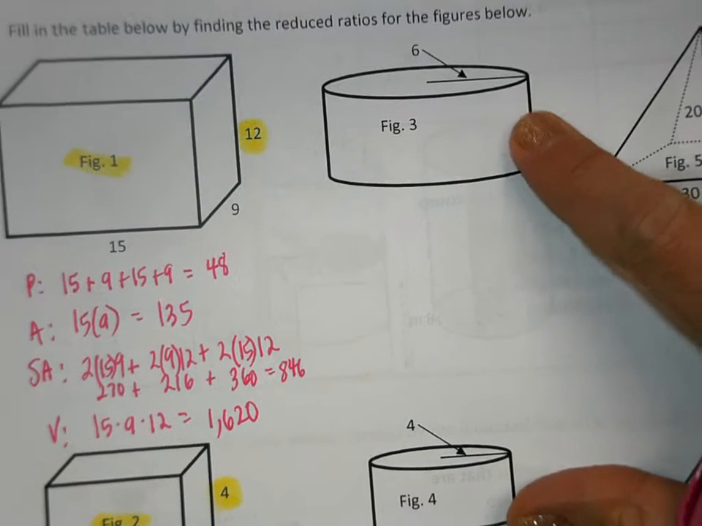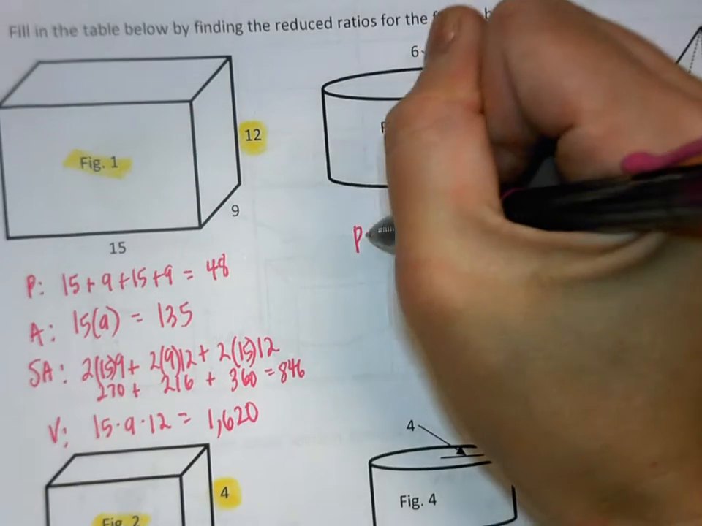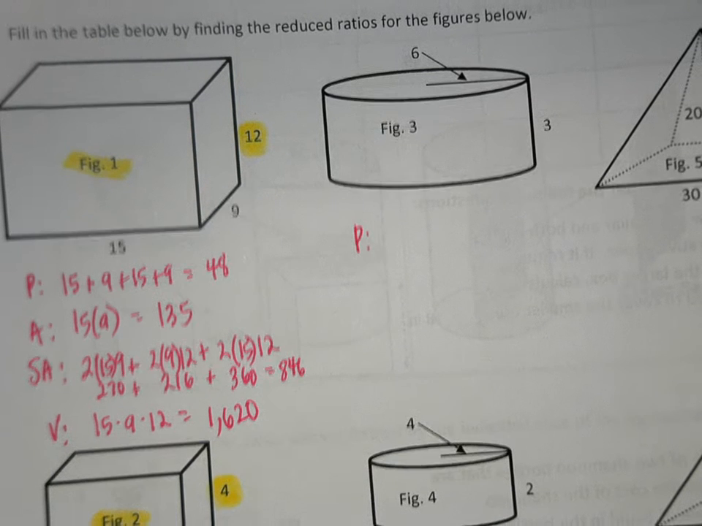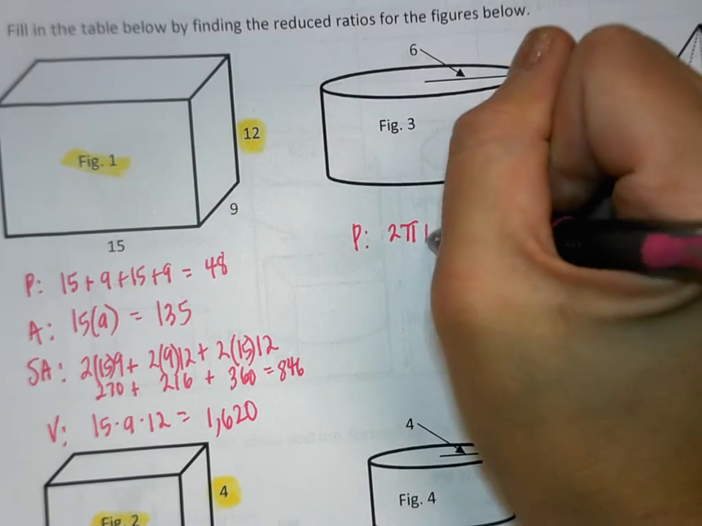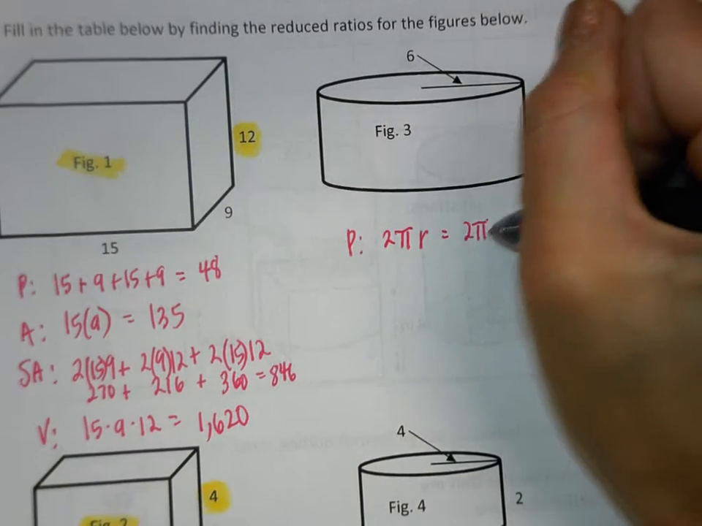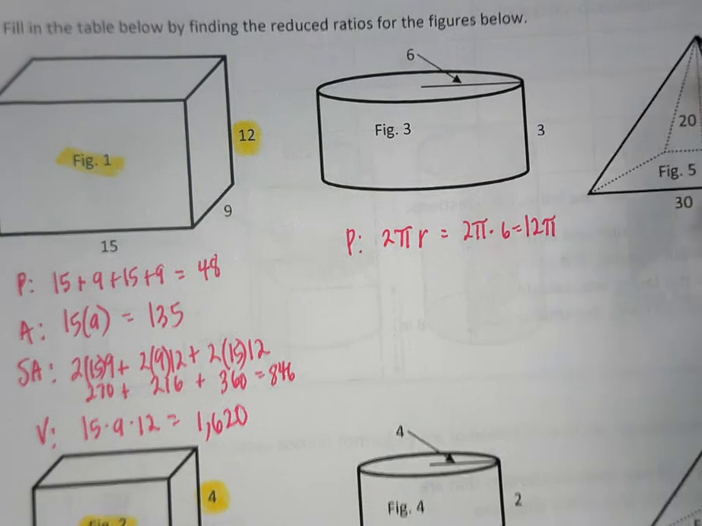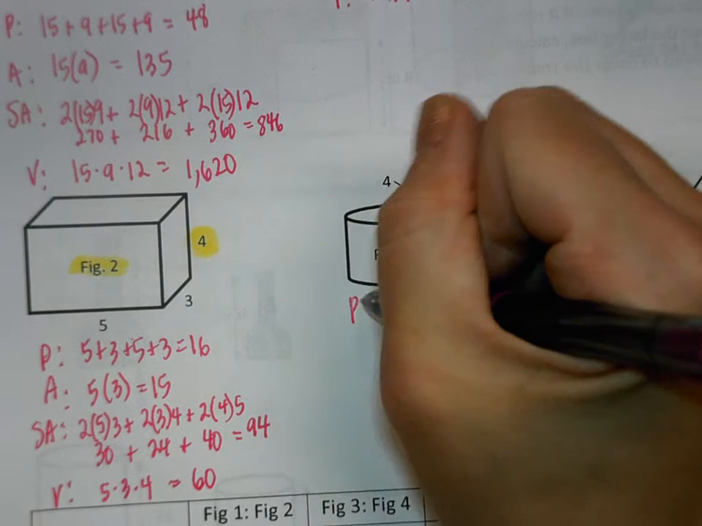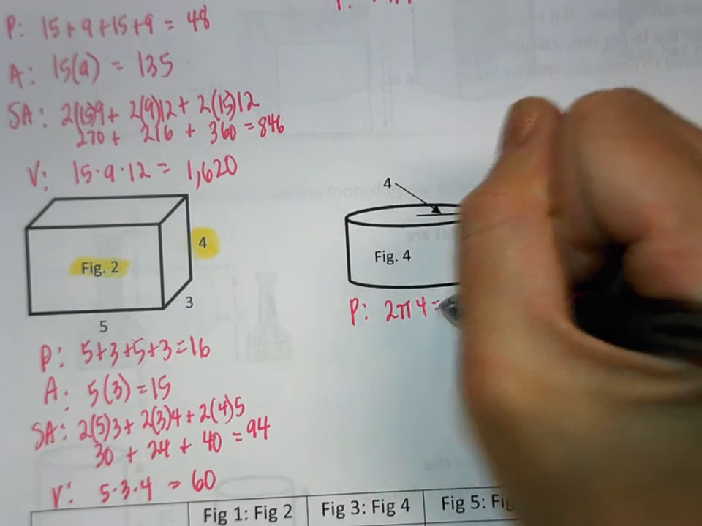So let's go ahead and start on this one again. What would be the perimeter of this figure? And with circles, the perimeter is actually the circumference. So how would I find the circumference of this? 2 pi r is circumference. And so in this case, 2 pi times, what's my radius? 6. So it will be 12 pi. On figure 4, for my perimeter, which is actually the circumference, is 2 pi times what? 4, which makes 8 pi.